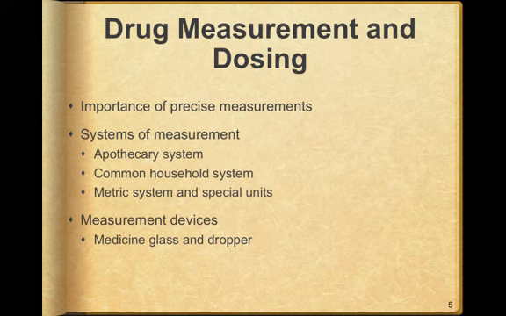Measurement devices. The medicine dropper is a quintessential example of a medicine measurement device: a glass vial with medicine in it and a dropper. So as far as dosing and measurements go, all of our dosing nowadays is done off the metric system. We still use some of this, like a teaspoon or tablespoon. The apothecary system, the grain and the minims, we don't use so much anymore. We will cover those a little bit in Math for Meds and Pharmacology.